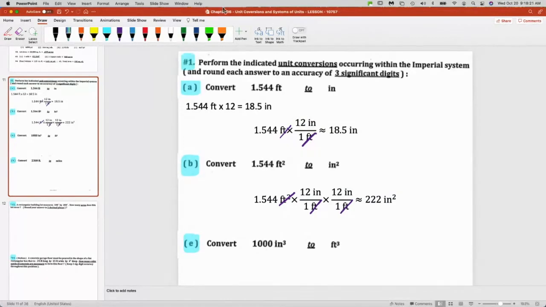For those that want to see this the other way, when you go from feet to inches, you multiply by 12. And when you go from feet squared to inches squared, you multiply by 12 squared. So you could use that logic here for the next one. But this time, because you're going the other way, you're going to divide by 12. And because it's a volume, you're going to have to cube the factor.